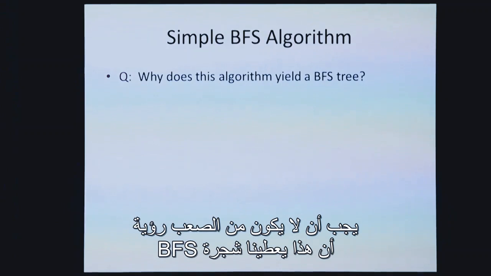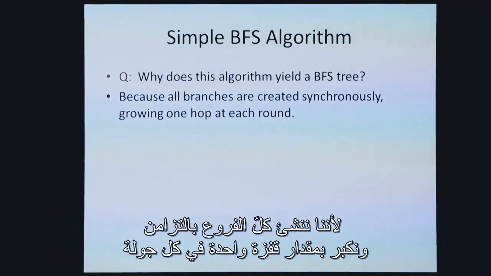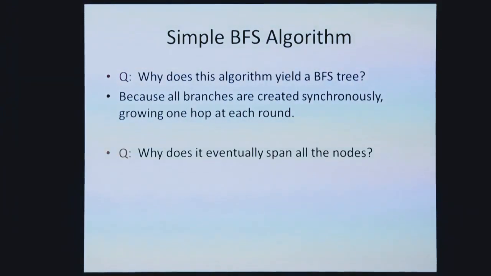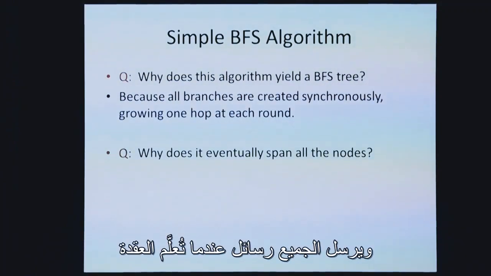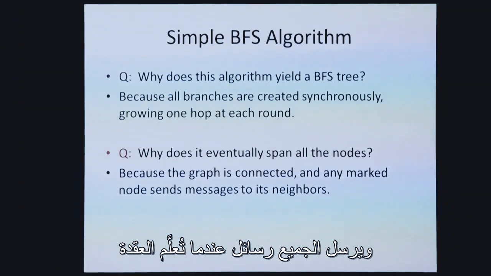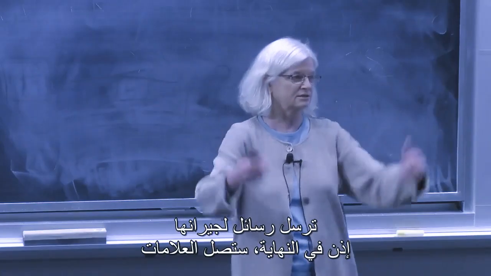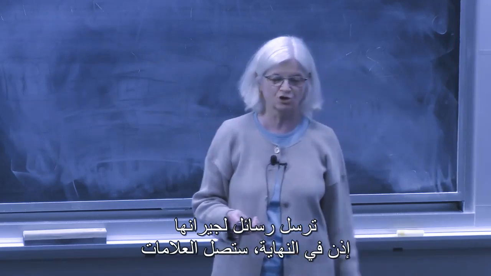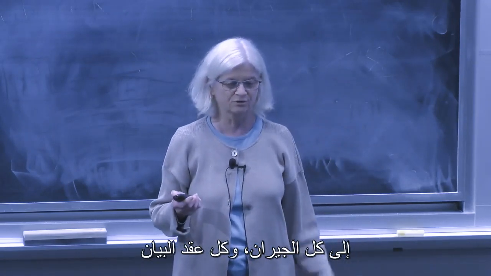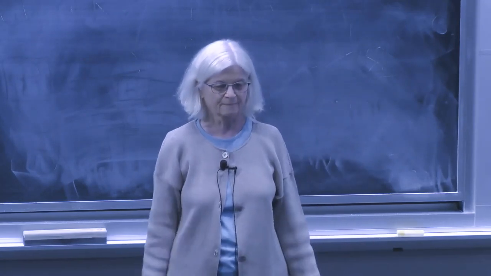Okay, so it should not be hard to see that this does give you a BFS tree because you're creating all the branches synchronously and you're growing one hop at each round. It reaches all of the nodes eventually because the graph is connected and everybody sends messages. Once a node gets marked, it sends messages to its neighbors. So eventually the markings are going to reach all the nodes in the graph.